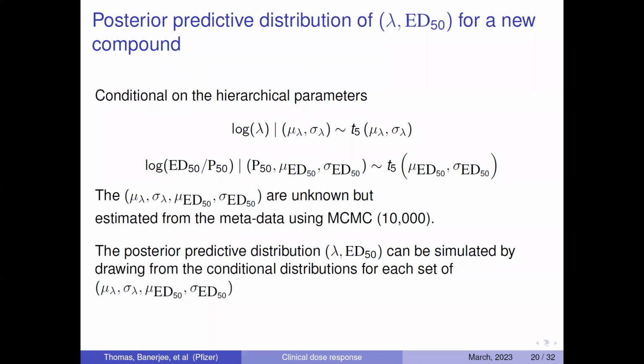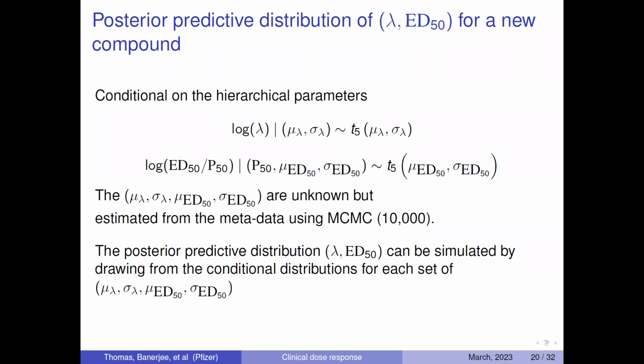So all I've done originally is to note that, if I have a new compound now, it's not in my metadata. I've got a new compound I want to work with, and I want to be able to predict the ED50 and the lambda from the metadata using our hierarchical model. Well, if we knew the hierarchical parameters, the mu's and the sigmas, that'd be very simple, right? It's just a t distribution for the log lambda, and then once you give me the P50, I can predict, again, a t distribution for the ED50 after that known adjustment.